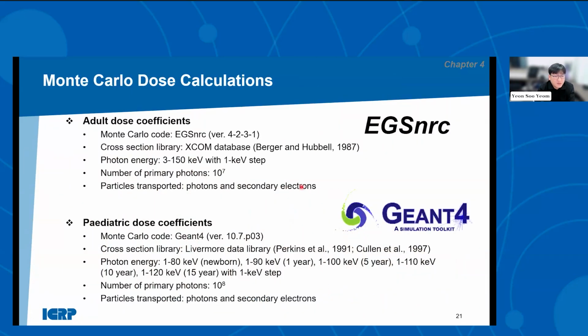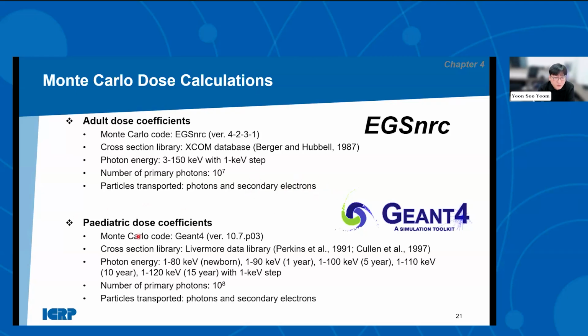And this slide summarizes several key pieces of information on Monte Carlo dose calculation. Adult dose coefficients were calculated using EGSnrc, and the XCOM database was used for cross-section data. Photon energies up to 150 keV with a 1 keV step were considered, and 10^7 primary photons were used for each calculation case. Both photons and secondary electrons were simulated, which means that we did not use the kerma approximation.